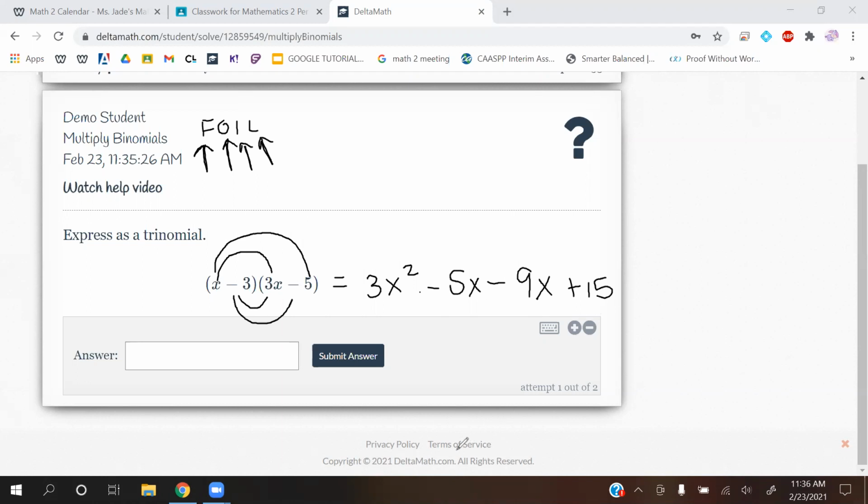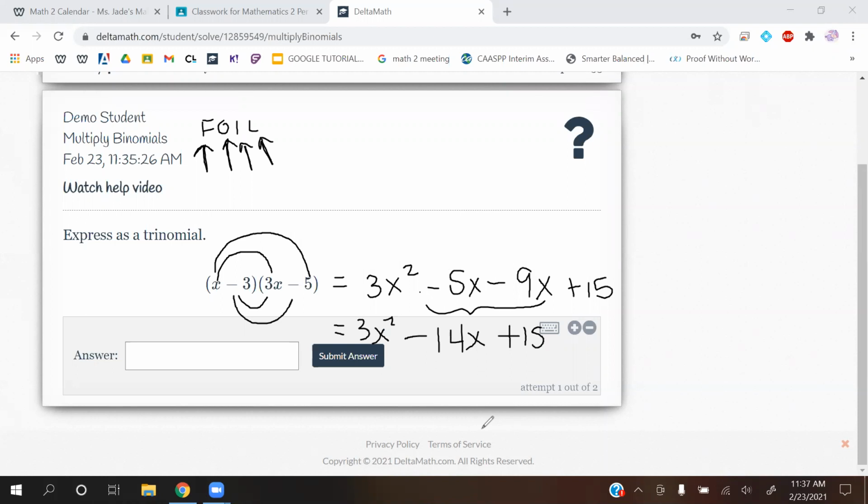Are there any questions up till this point? So now we have to combine these two like terms in the middle. So let me rewrite this. 3x squared can't combine with anything because it's the only x squared term. But the -5x and the -9x can give us -14x because they are like terms. They both have an x attached to it. And then the plus 15 kind of stays at the end.